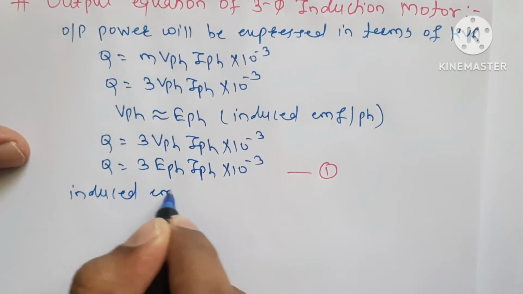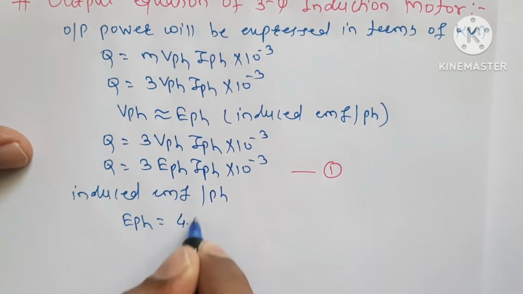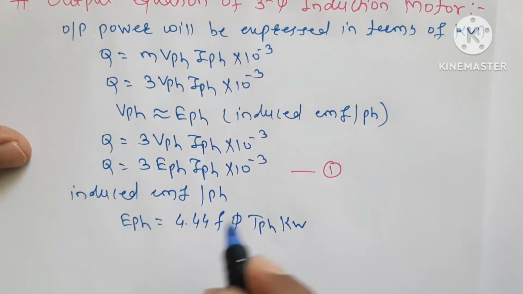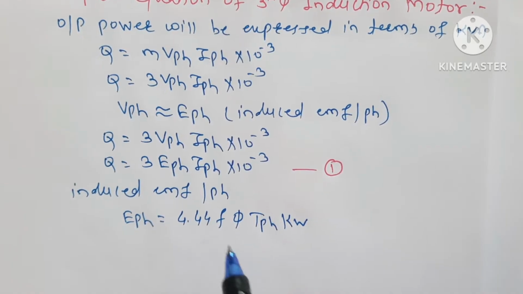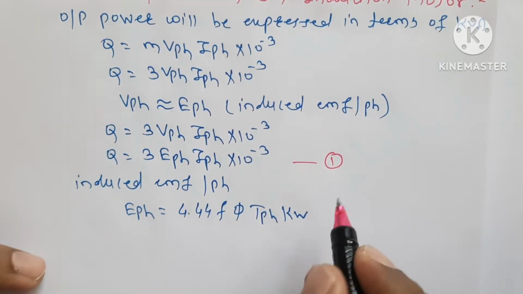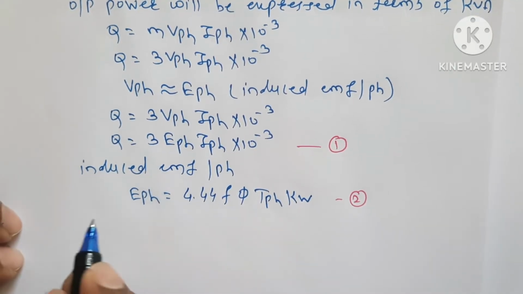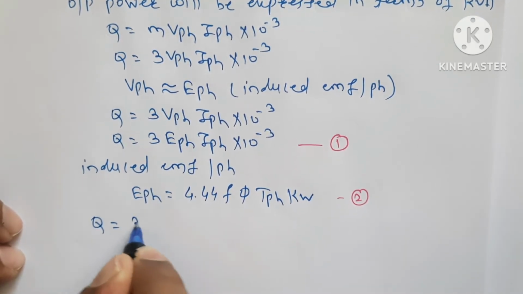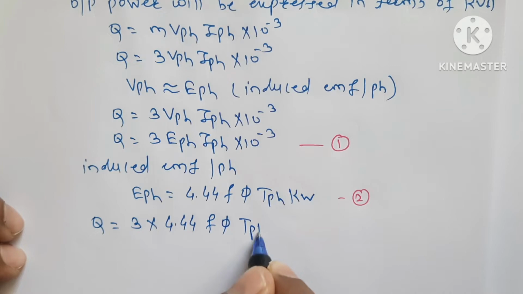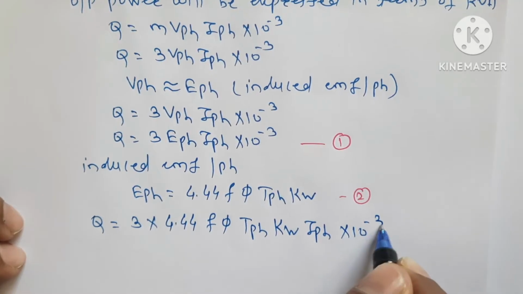The induced EMF per phase is EPH equal to 4.44 F phi TPH kW. Phi is the flux, F is the frequency, TPH is the number of turns per phase, kW is the winding factor, which is equation number 2. Now we can write the EPH value in equation number 1. Therefore, Q is equal to 3 into 4.44 F phi TPH kW IPH into 10 to the power minus 3.